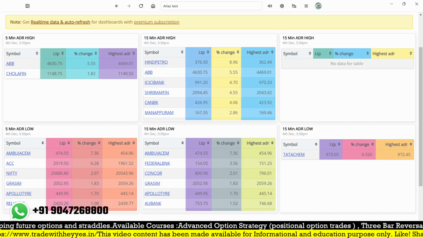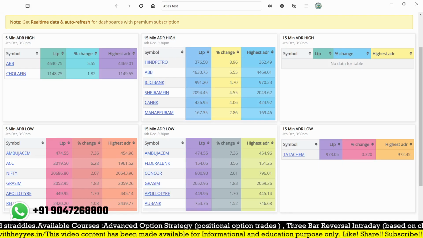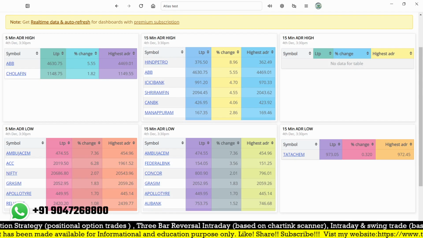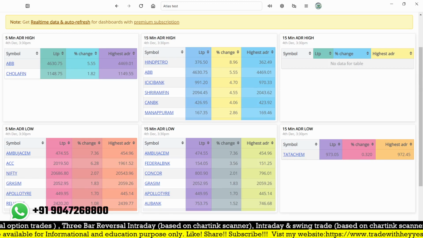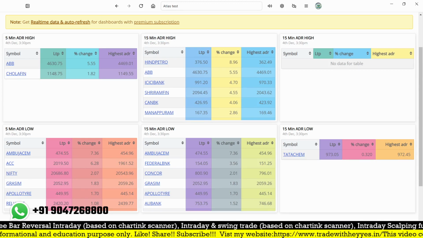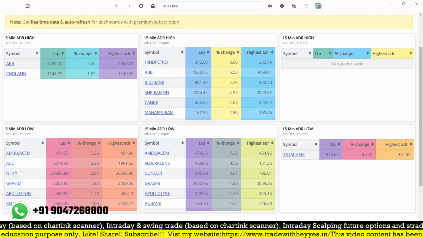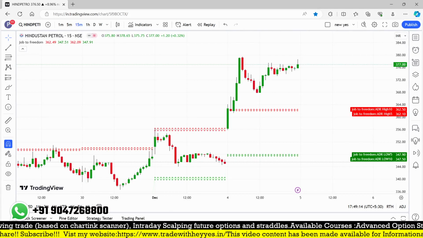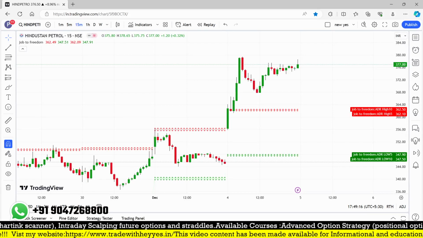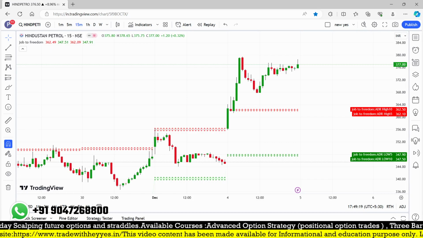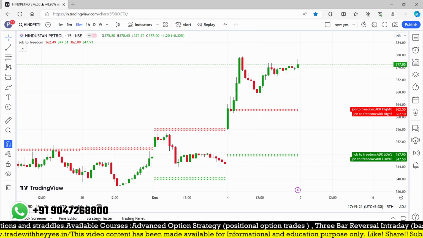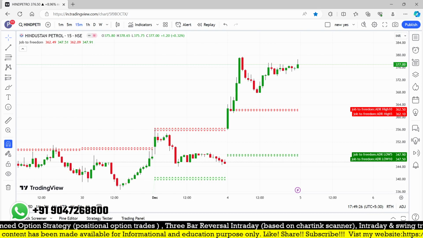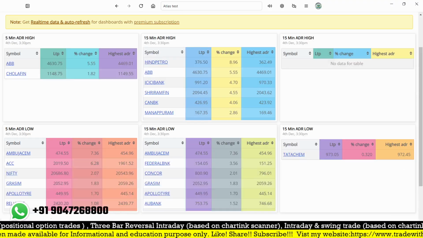In this video, I'm going to discuss the dashboard which I have created recently based on the ADR, average daily range. It's a scanner which I have made based on an indicator which is available in TradingView. One of my friends shared that indicator. For the last 3-4 days I've been looking at it, and it was giving such good results for taking intraday opportunities. So how do I find trade opportunities in intraday? By using this particular dashboard.